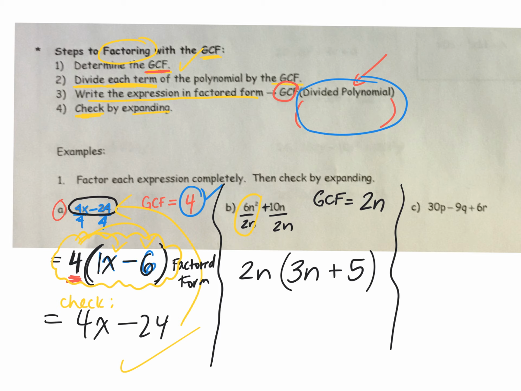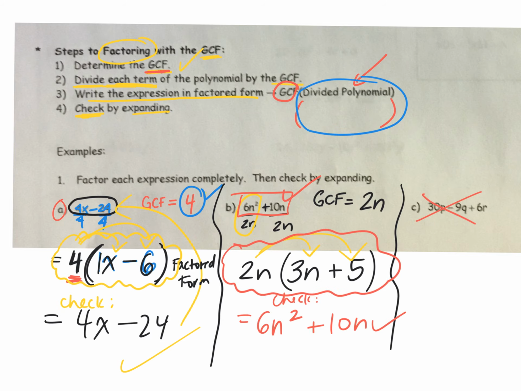How can I check to make sure that's right? What's 2n times 3n? 6n squared. What's 2n times 5? 10n. Was that the original question? Yes, so this is correct. So this is factored form. We're going to skip this one.